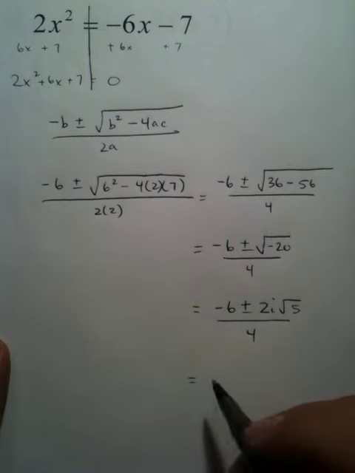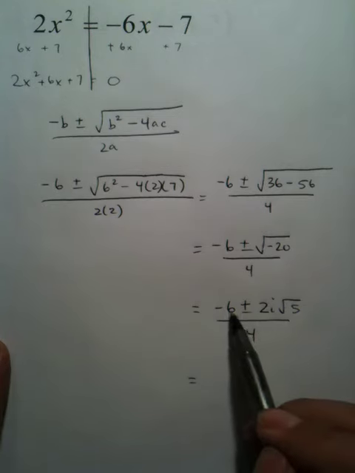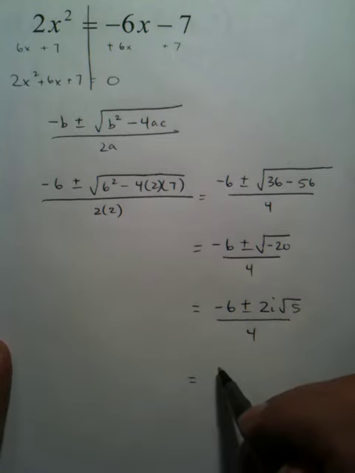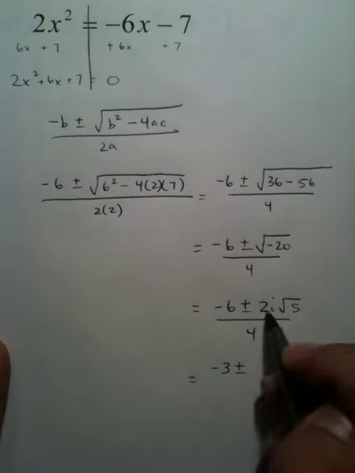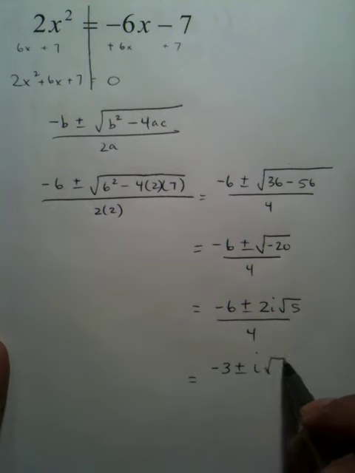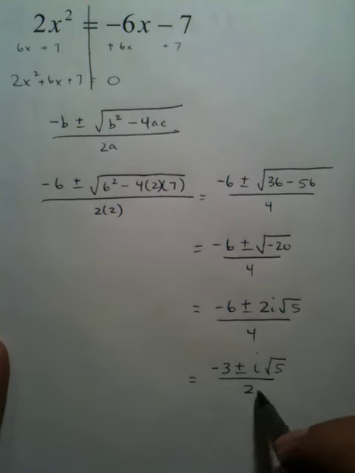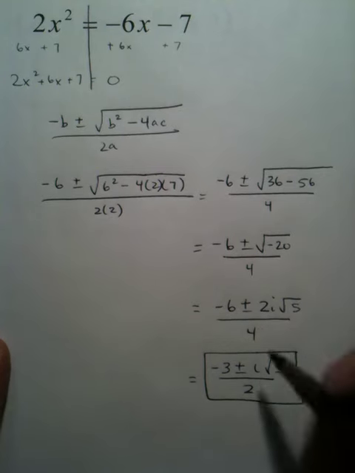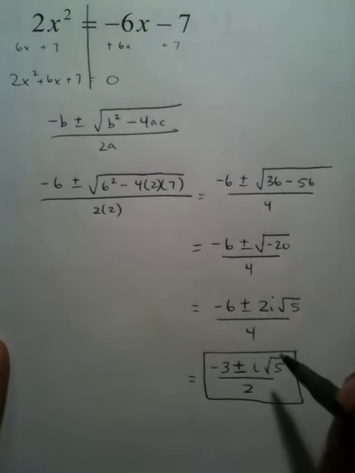And then the last thing you would do to simplify is this, and this can all be divided by 2. So you get negative 3 plus or minus 1i radical 5, all over 2. And again, this is two specific answers because of the plus or minus.